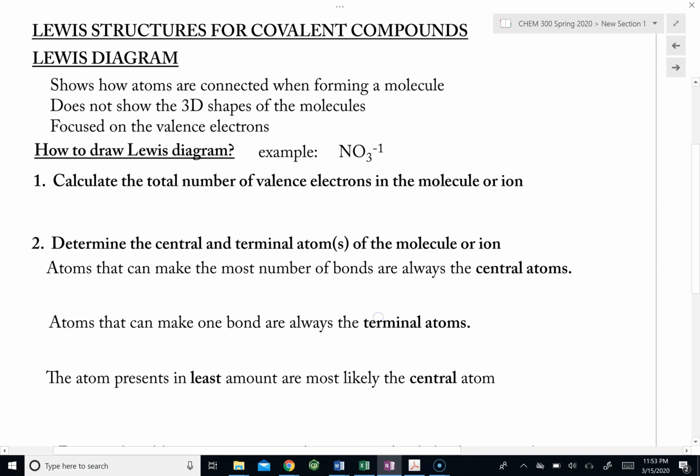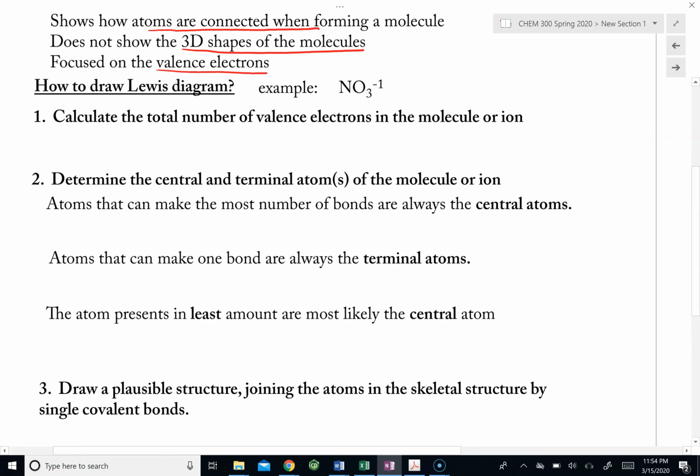Guidelines to draw a Lewis structure for a covalent compound. Remember first that a Lewis structure only shows how the atoms are connected together, but it does not show the 3D shape of the molecule, and it mainly focuses on valence electrons because the valence electrons are being overlapped to form a molecular compound. Now let's try these steps in drawing a Lewis structure.